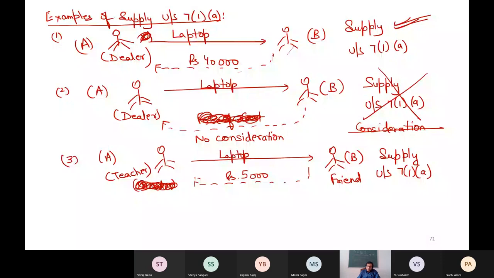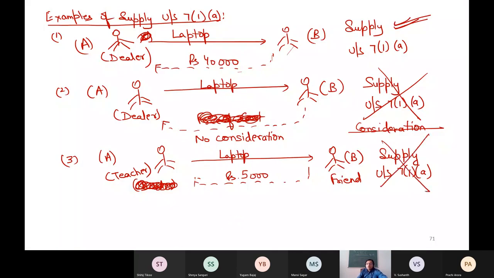Now, but why is it a supply? Still the answer is not clear. Why is it a supply? Is it for my business? I'm not a businessman, I'm a teacher. I'm not a dealer in laptops, so I'm not supplying it in the course of business. So it is not a supply under 7(1)(a).